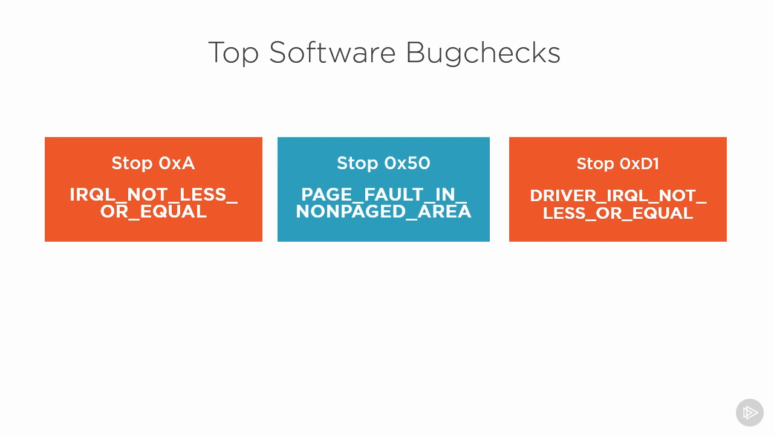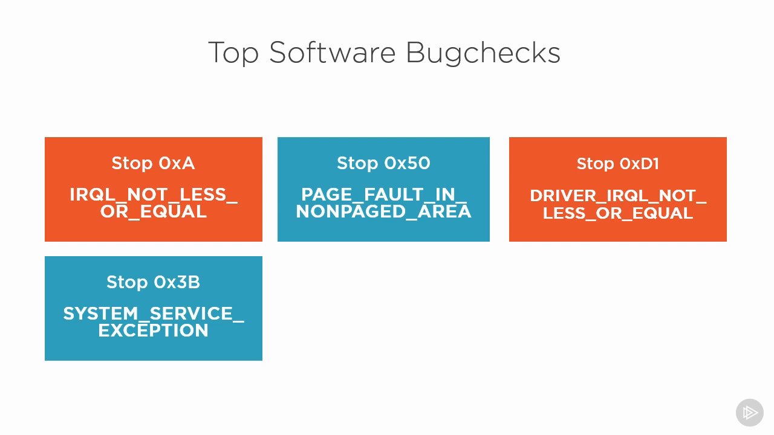Somewhat similar is the stop D1. This is a driver IRQL not less or equal. Once again, we've got a driver trying to access pageable memory at an elevated IRQL. Here we have a stop 3B, which is a system service exception. So some process was executing in non-privileged user mode and executed a system service which, because of the arguments or something, caused it to fail in kernel mode. So that's why the system crashed.